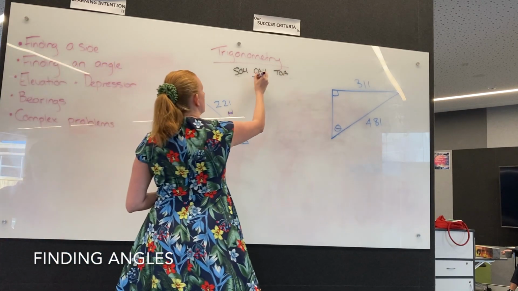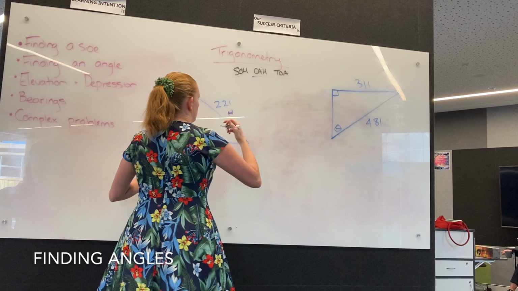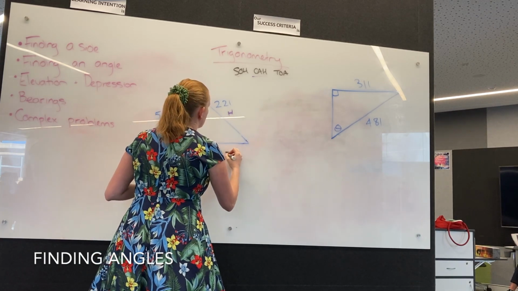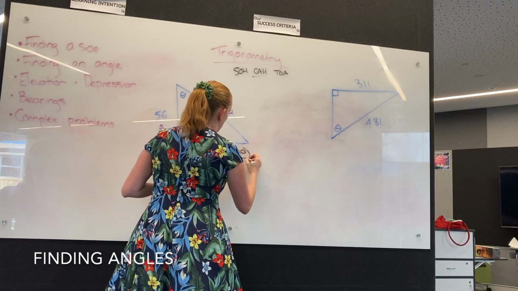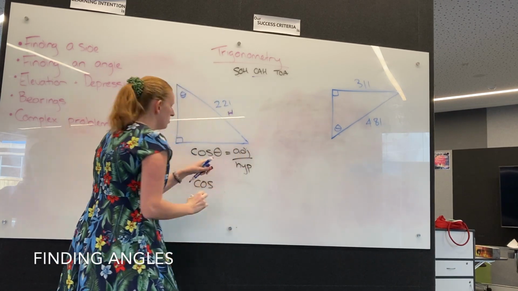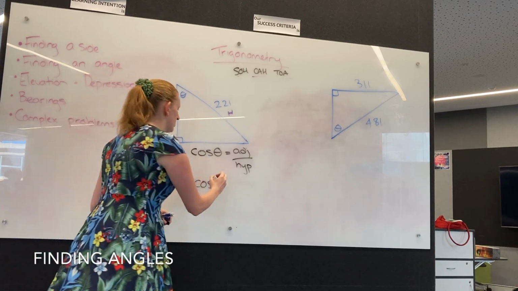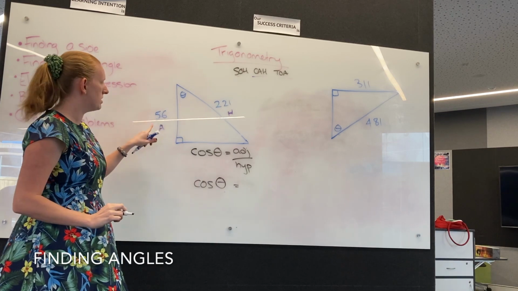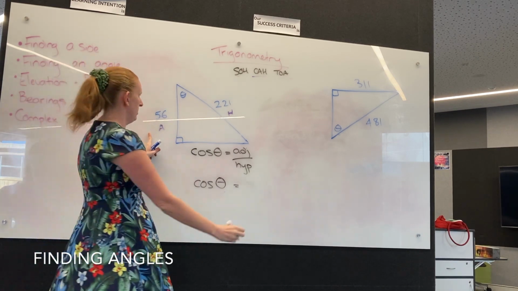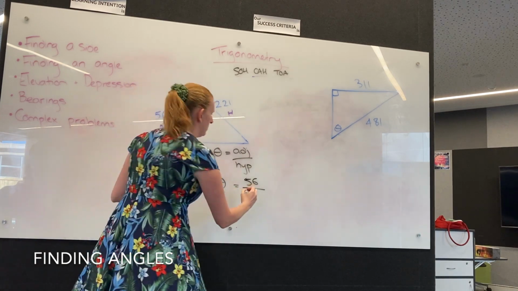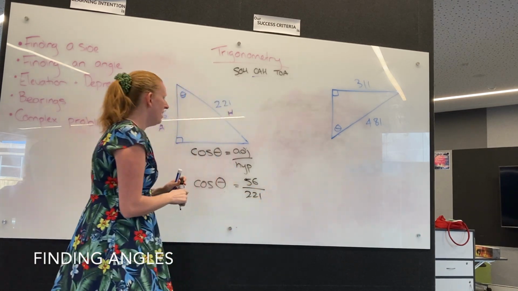So, cos is equal to adjacent over the hypotenuse. So I'm going to fill in my blanks. Do I have one of these? No, so it's going to stay the same, but what is my adjacent? 56 over 51.75 degrees.